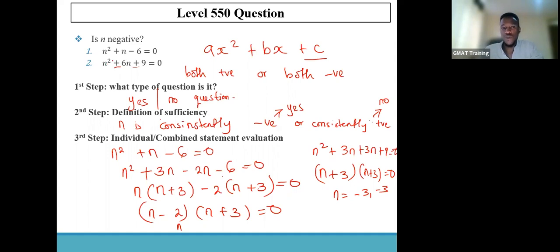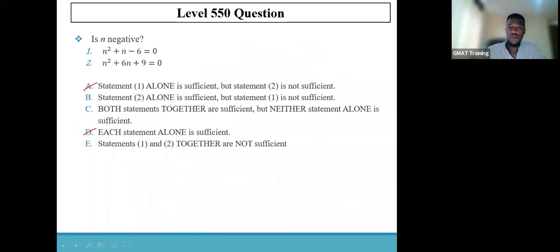And in case we have a negative sign here, then we would expect that both of the values of n would be positive. And as you can see from this, we can answer the question stem as consistently yes, because both of the values of n are negative, right? So since we can answer consistently yes, that means choice B here is the correct answer. We can stop at that point. We don't need to combine the statements because we already have a correct answer choice, right?